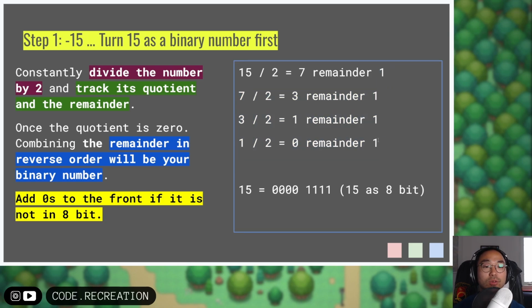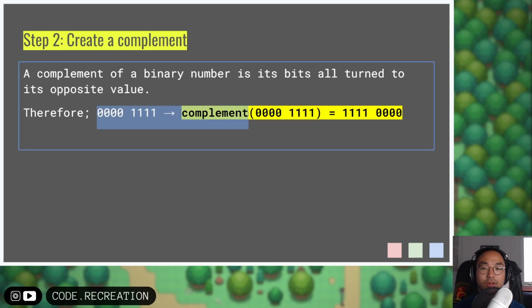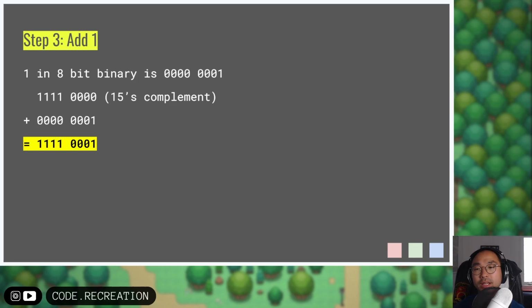And all of our remainders are 1, because 15 as a binary number is 0, 0, 0, 0, 1, 1, 1, 1. So that is 15 as an 8-bit number. With that, we're going to generate a complement. So if we generate a complement of 0, 0, 0, 0, 1, 1, 1, 1, we get 1, 1, 1, 1, 0, 0, 0, 0. Okay, so we have kind of flipped that. And then we're going to add 1.